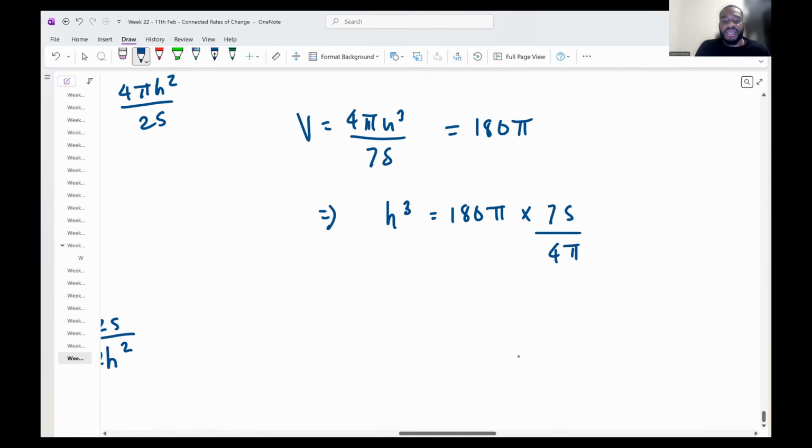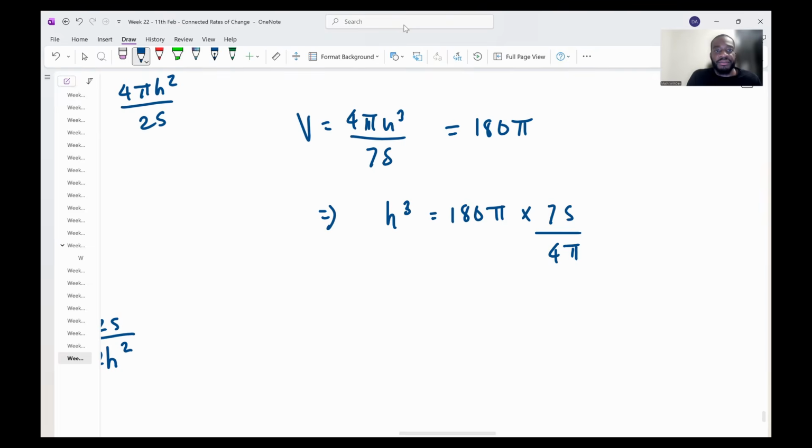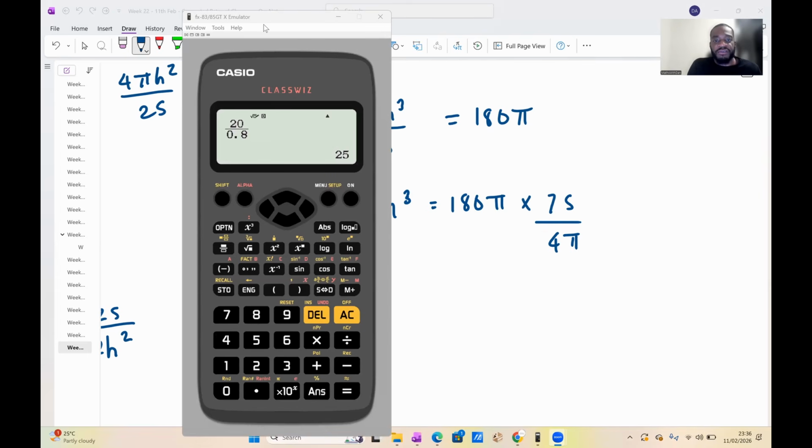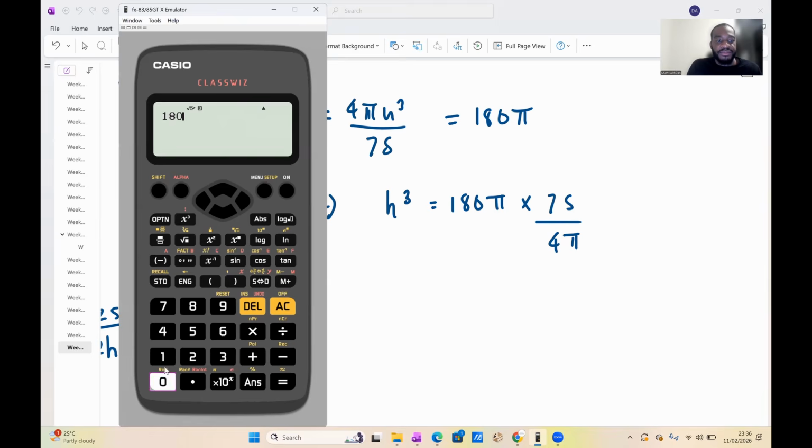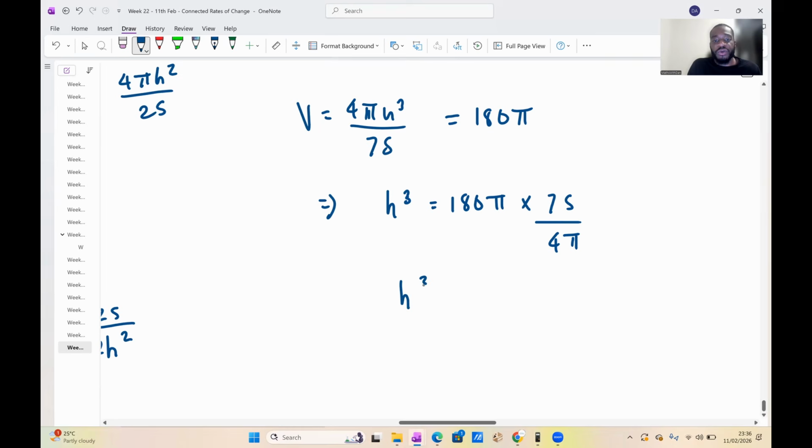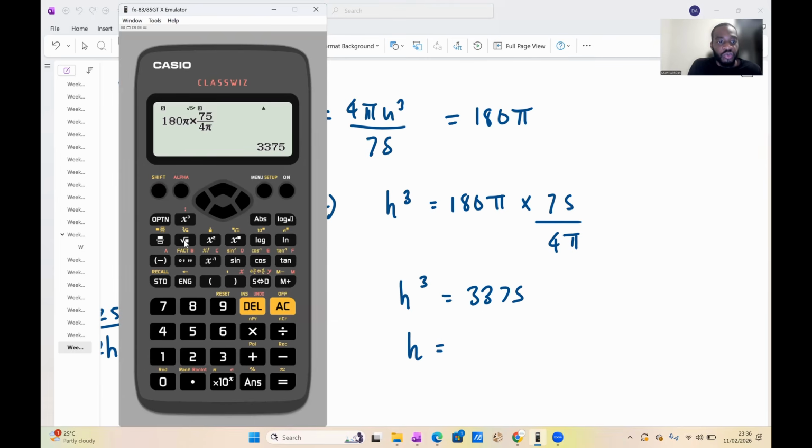So putting that into the calculator, what are we going to have? We're going to have 180 pi times 75 over 4, like that. And that gives us 3375. So h cubed is equal to 3375. So what is the value of the height? Just take the cube root. So I'll do cube root of answer, which gives me 15.